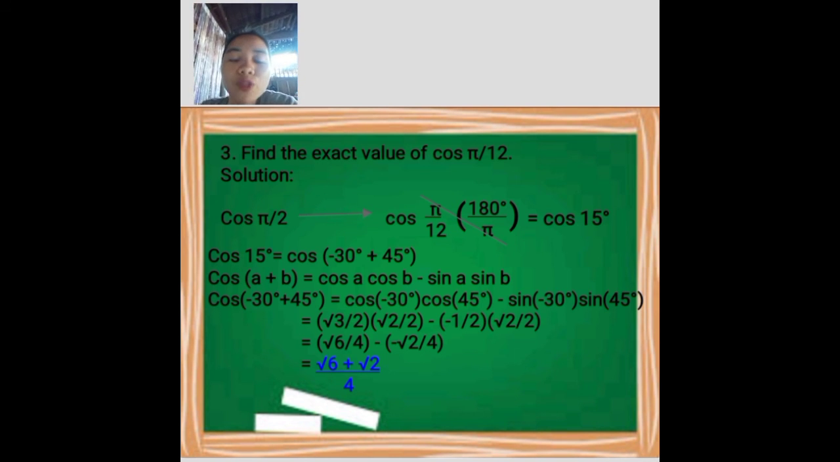So we have square root of 6. 2 times 2 is equal to 4, minus negative 1 times square root of 2, we have negative square root of 2. 2 times 2, we have 4. Then, square root of 6 over 4 minus negative square root of 2 over 4. So, let's multiply the negative times negative, so it becomes positive. So, we have square root of 6 plus square root of 2 over 4.